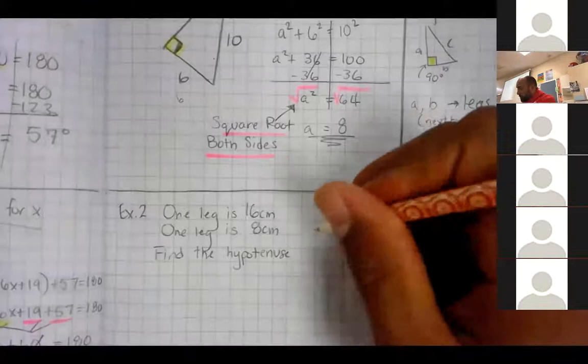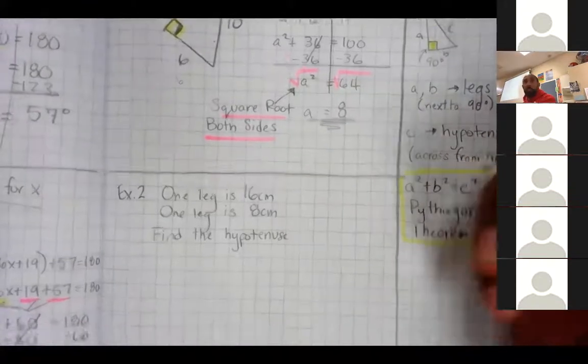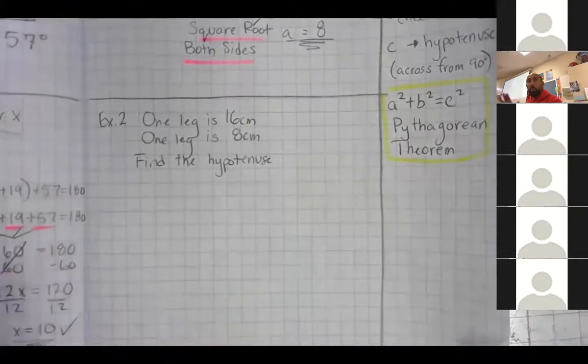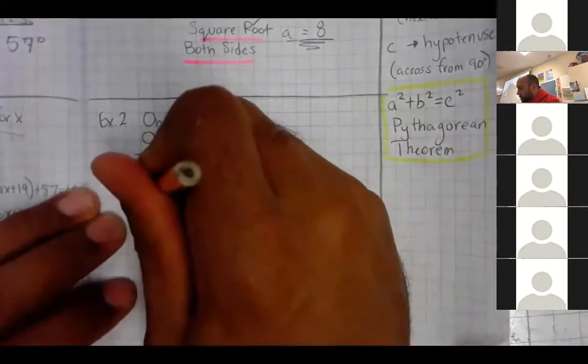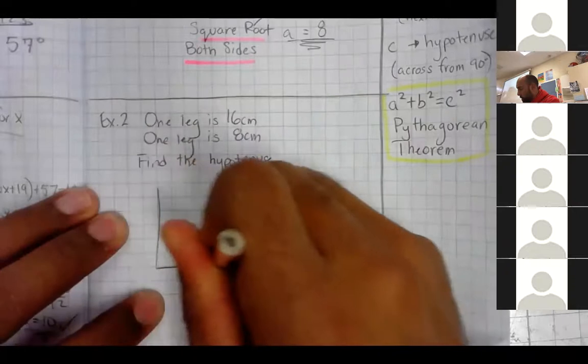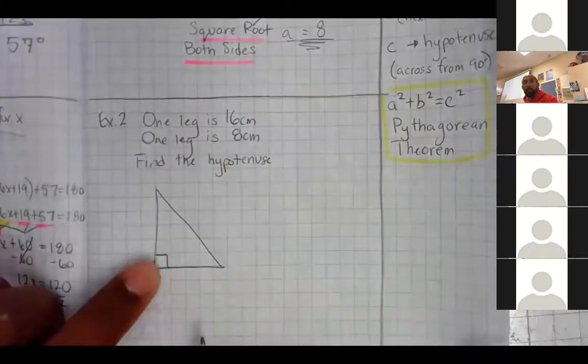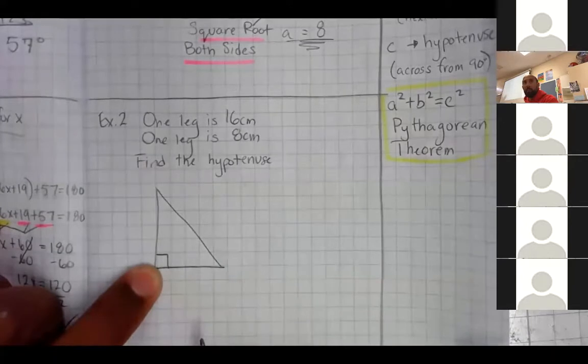Also says round to the nearest tenth. Okay, but we'll include that in the end. All right, so remember, these are right triangles. So however you draw your triangle, it does not matter. Just make sure that one of the corners has a right angle, that 90-degree angle, a little box.